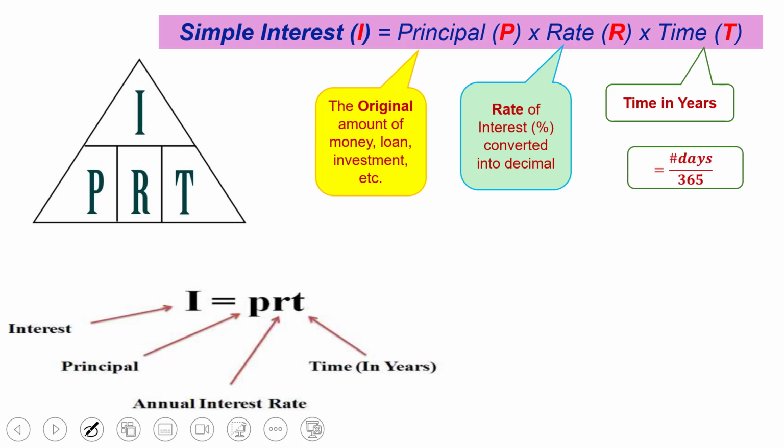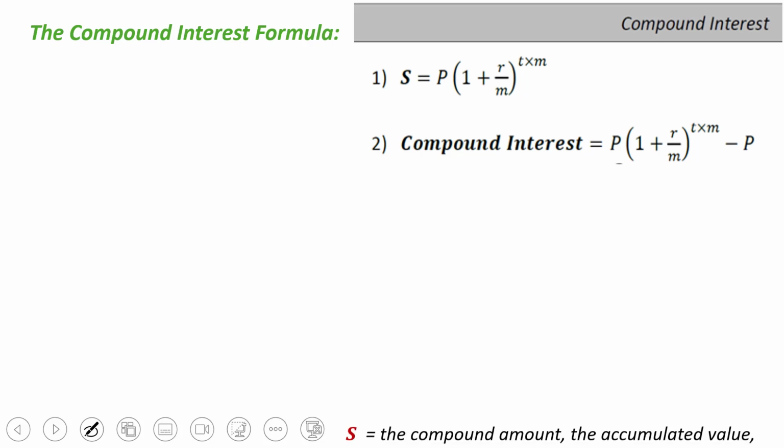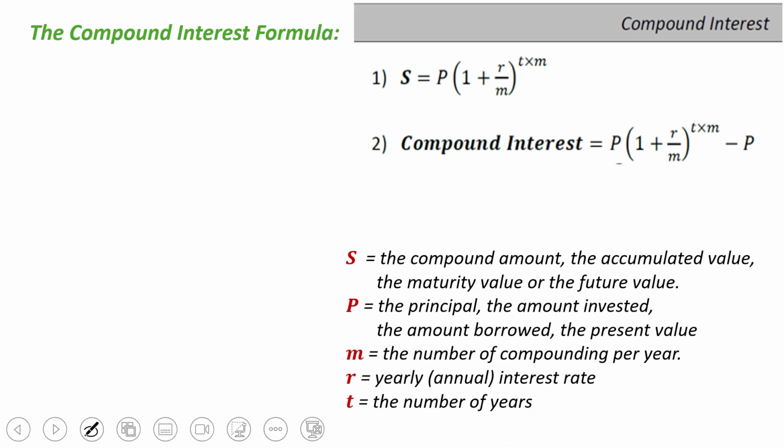This is in the simple interest. But for the compound interest, same symbols for P, R, and T. The new one is S, the compound amount, or the accumulated value, or the future value, or the maturity value. All of these are names for S, okay. M, this is a new one for you, the number of compounding per year, right?